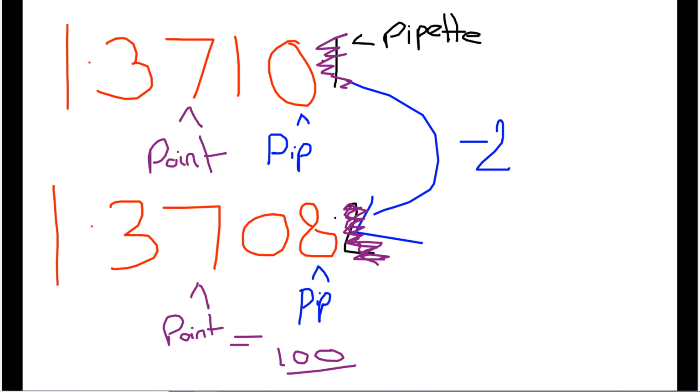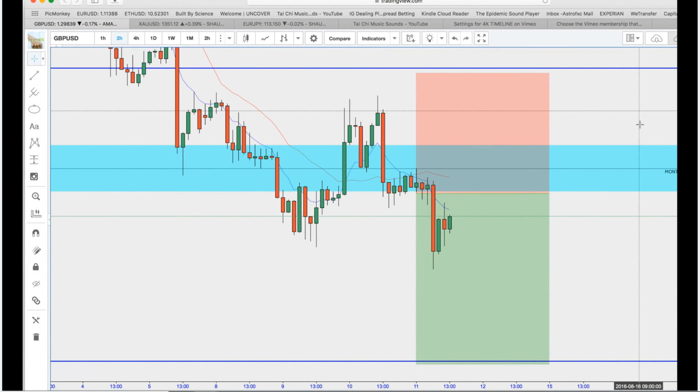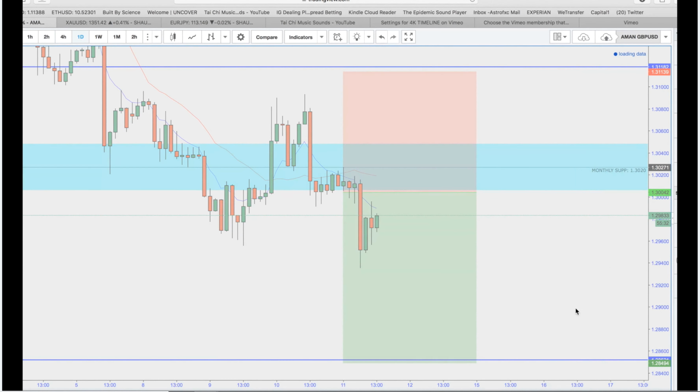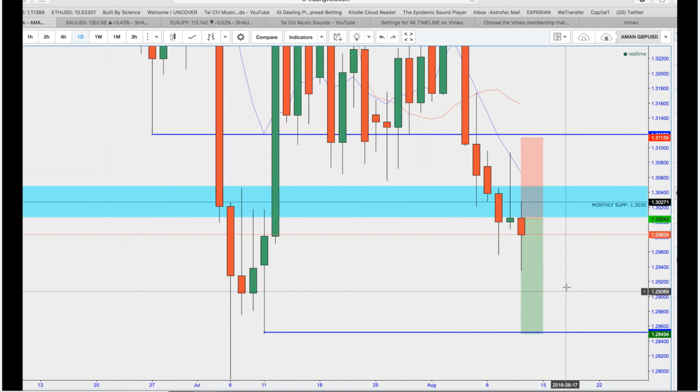Let me take you over to the charts. Over here, I can just squeeze this in. We have GBP USD in front of us. So let's get the daily time frame up. Let me just see what's going on. All right, daily time frame GBP USD.